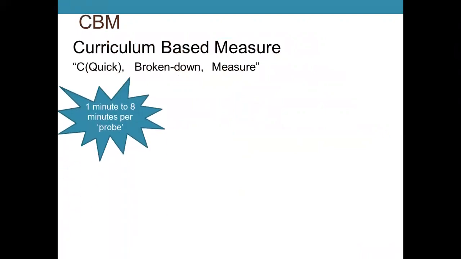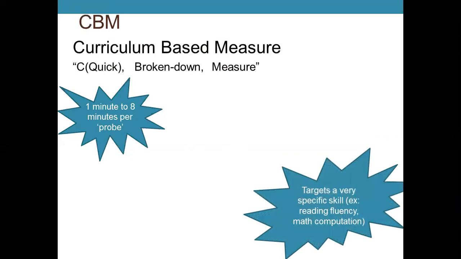So to refresh, these are really short, brief, efficient assessment tools. They usually take 1 minute, maybe 8 minutes at the max per probe, so we can get standardized norm referenced data in a really, really short amount of time. It targets very specific skills. So this is not a broadband assessment like the WJ or the Wyatt. We're picking out a specific area that we're curious about, whether that's reading fluency, math computation, spelling, and we're just focusing on that one specific skill.